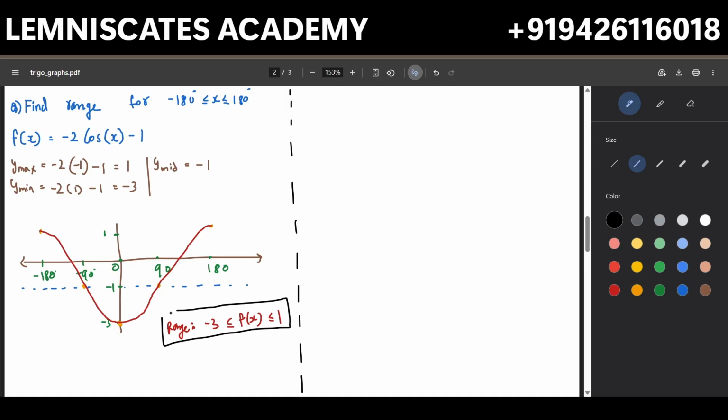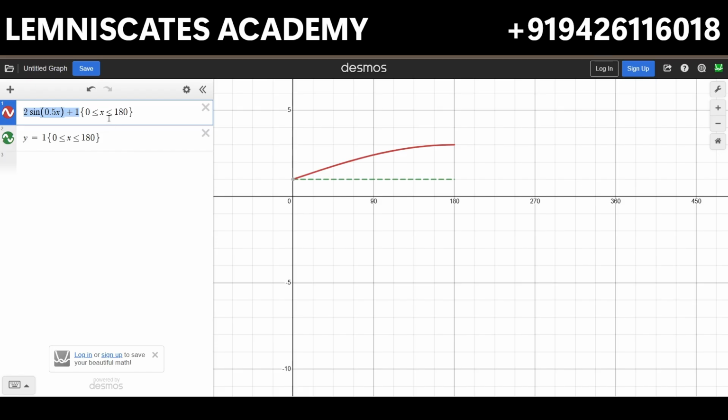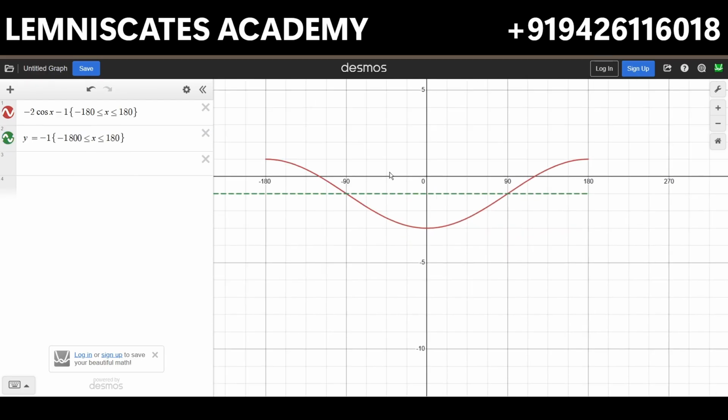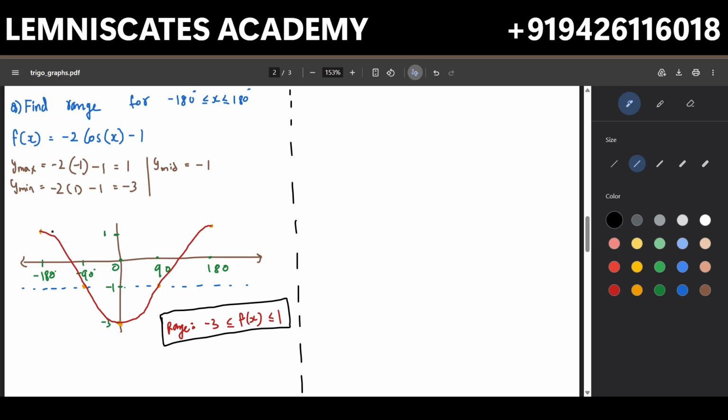Let's confirm it from the Desmos. Minus 2 cos x minus 1, and the domain is minus 180 to 180. The middle value is now at minus 1, and the domain again is minus 180 to 180. And that is the graph that we had also got over here.